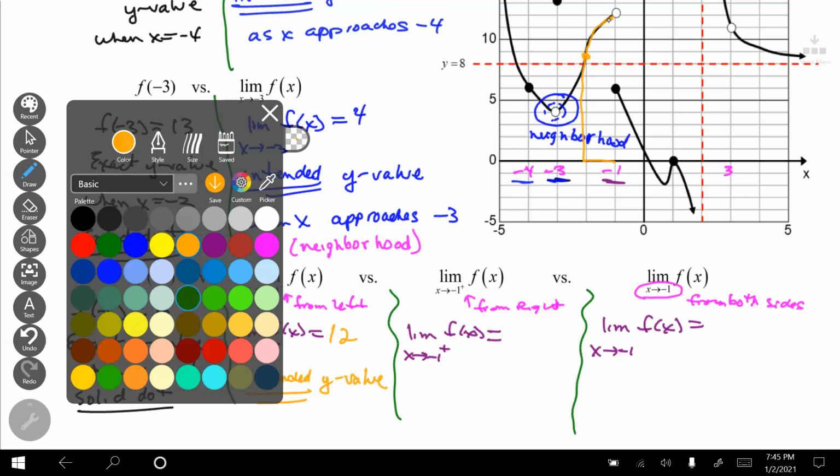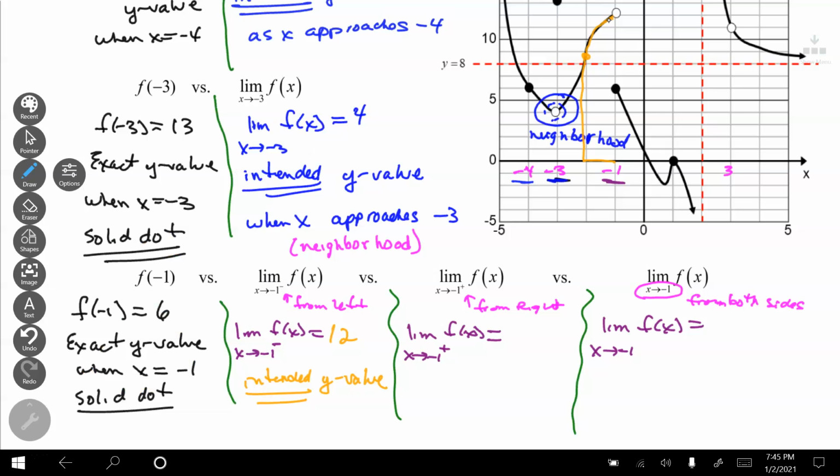Well, I could do the same thing. I'll use this orange. Now again, this says -1 from the right. So here I'm at -1. I'm going to go to the right of -1. I could go a little bit or far, I'm just going to go over a little bit. I go to the graph, and I stay on the black graph, and I get closer to x equals -1, and I stop when I get to x equals -1. Now, there's a closed dot here, which is great, but it didn't really matter. And I see that this y value is 6, because that's its intended y value. That time it does get to 6 because there's a solid dot there, but it didn't matter if it was open or closed.